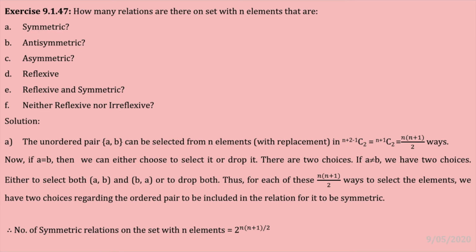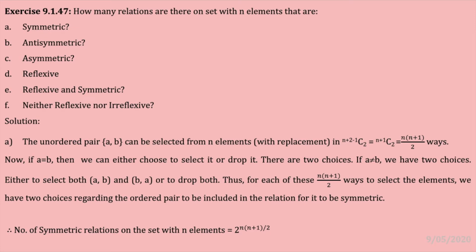Now let's see this example where we have to find the number of relations possible over the set of n elements with these properties. Let's first discuss the number of relations possible over the set of n elements with the property of being symmetric. Now let's first see in how many ways we can select an unordered pair out of these n elements of a set.